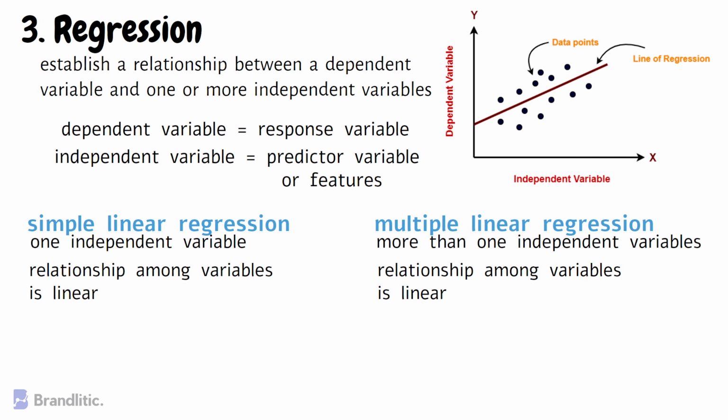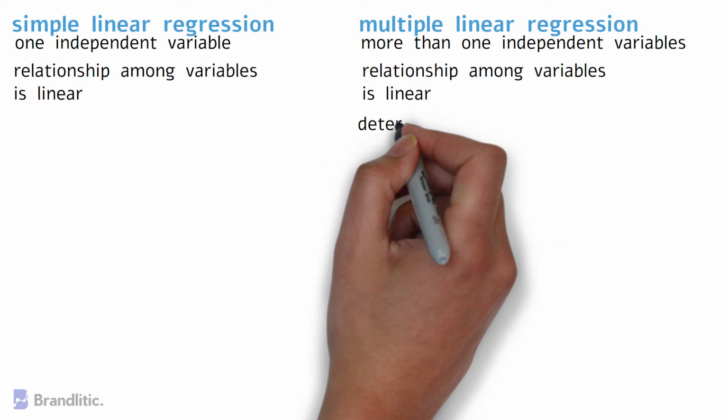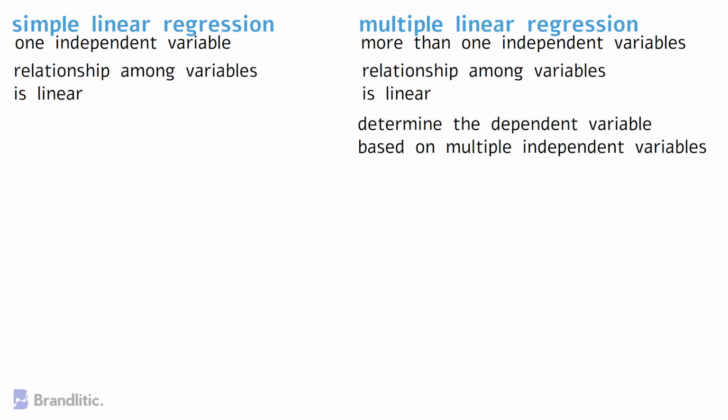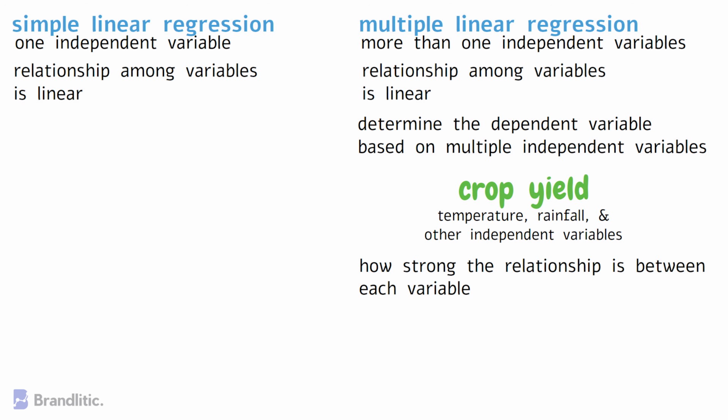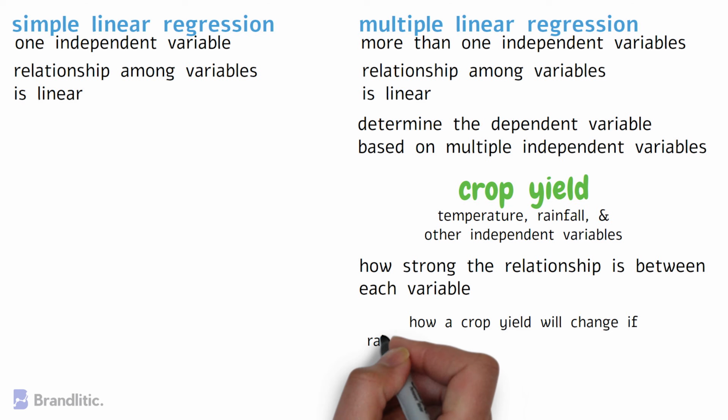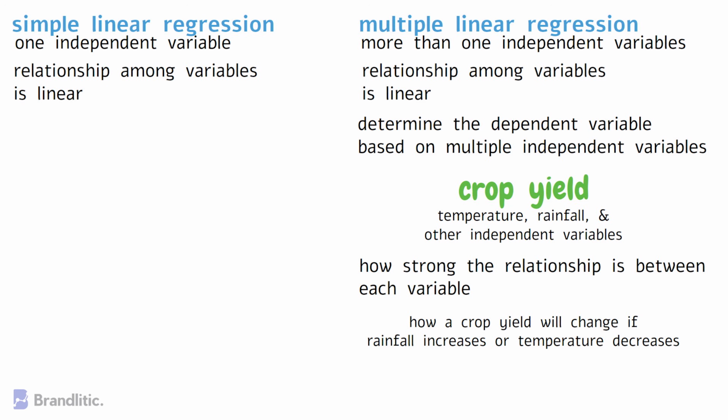But if we compare the two, there are two main uses of multiple regression analysis. The first is to determine the dependent variable based on multiple independent variables. For example, you may be interested in determining what crop yield will be based on temperature, rainfall, and other independent variables. The second is to determine how strong the relationship is between each variable. For example, you might be interested in knowing how a crop yield will change if rainfall increases or the temperature decreases.